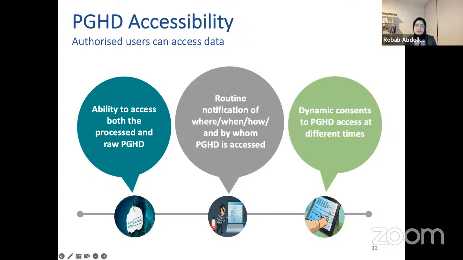The second one is getting routine notification on PGHD access by others, which highly depends on defining the ownership principles about PGHD. This might be more suitable to the patient, actually. And the third is dynamic consent. Most patients were not satisfied with the single click on the terms and conditions or the consent that they get from the clinic, but rather wanted dynamic consent for different levels of access to their data in different stages.